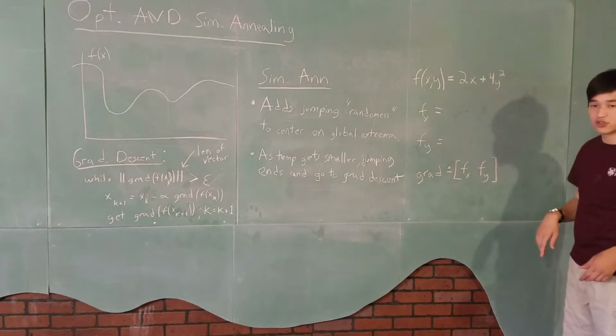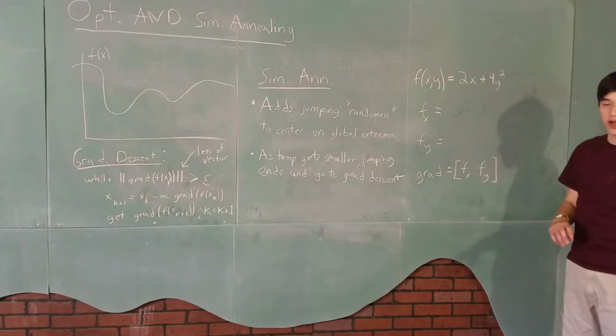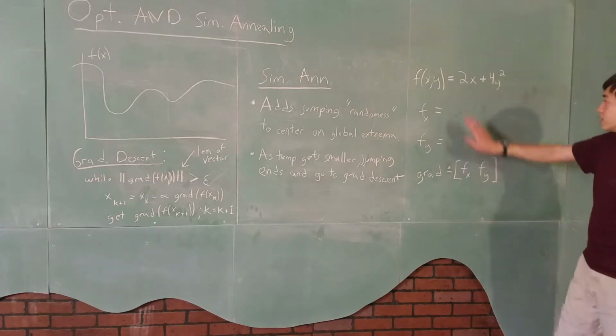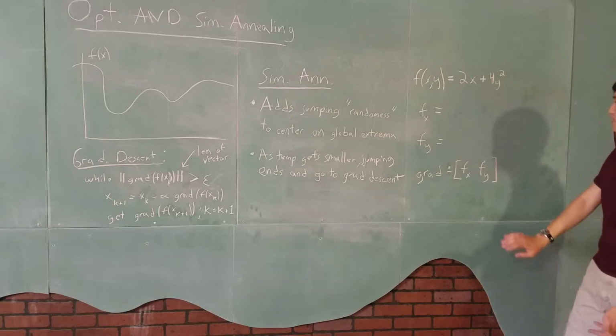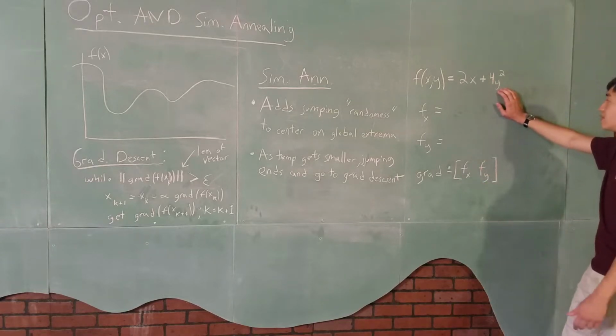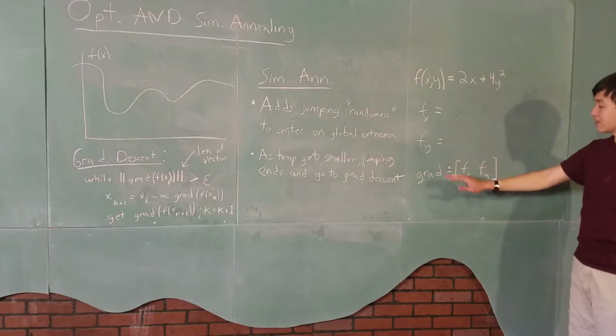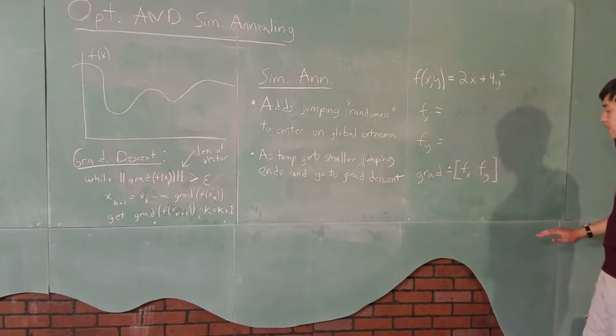And now for the partial derivative with respect to y, it's the other way around. We're only paying attention to y, and x is now just a constant. So this first term goes away because it's just a constant. And then we know how to take this derivative from regular calculus. That just turns out to be 8y. So we can combine f sub x and f sub y into this gradient.